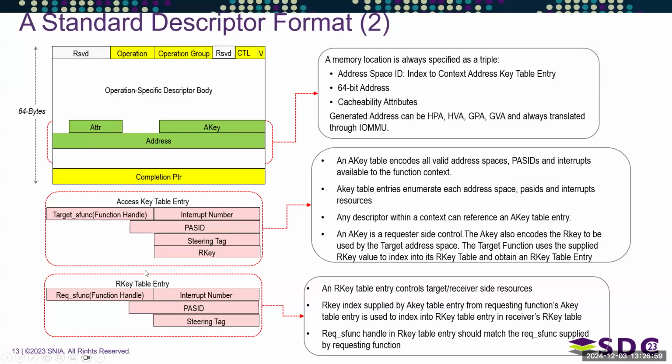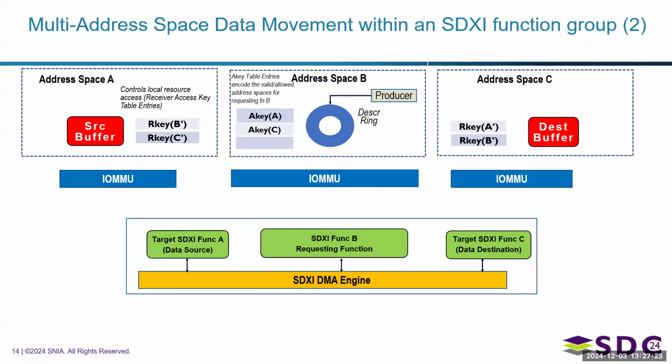The RKey is the receiver side control that I was talking about, which also identifies the remote function that is allowed to access the local resources. And the function implementation is required to match these to ensure that only authorized remote functions are able to access the local address resources. So this is just an example of how multiple address spaces can move data with each other.